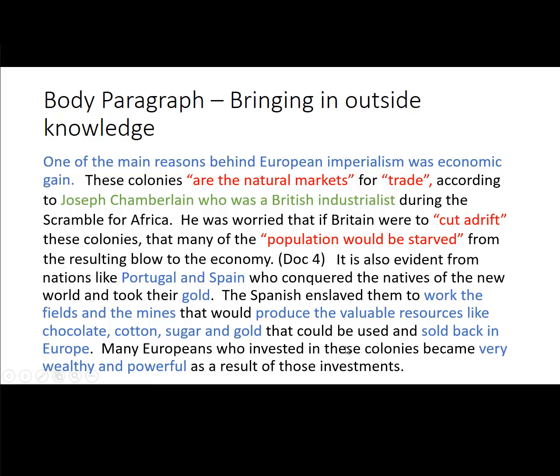So everything I'm talking about here is economic, but I'm providing some concrete detail rather than just some general ideas, right? Chocolate, cotton, sugar, and gold. The valuable source of labor, people working in the fields and mines, selling the stuff back to Europe, all those kinds of things. Okay, and then I've got 3 or 4 different documents in here, and I've got my outside information. Then I would conclude and transition at the end, and I'm done with my paragraph.